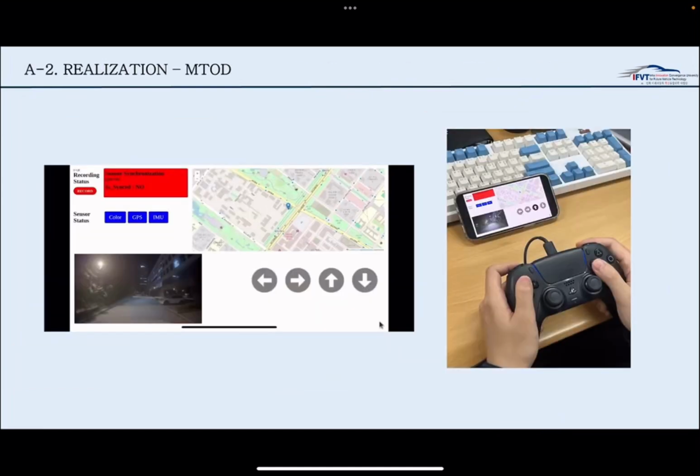Lastly, we will explain the implementation of MTOD. Our goal was to directly control the vehicle using a smartphone and a controller. Although we have not reached the stage of direct control, we have successfully implemented sending signals from the controller's buttons to the server.